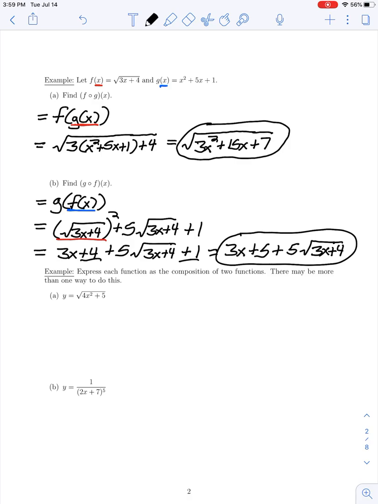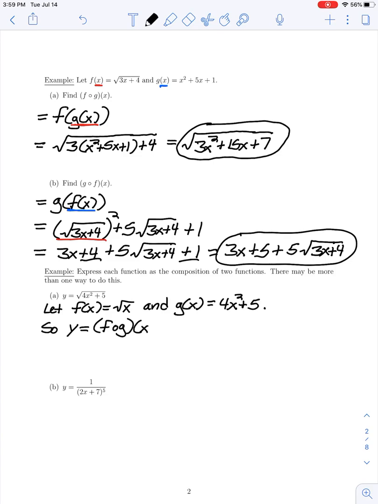So in part A, we have the function y equals the square root of 4x squared plus 5. So one way that we could do this would be to define a function f of x as the square root of x and g of x as 4x squared plus 5. So then the rule for our function y could be thought of as the composition of f with g of x. That is f of g of x.